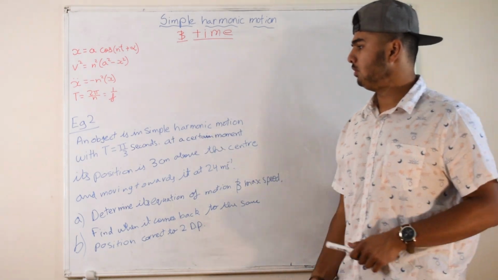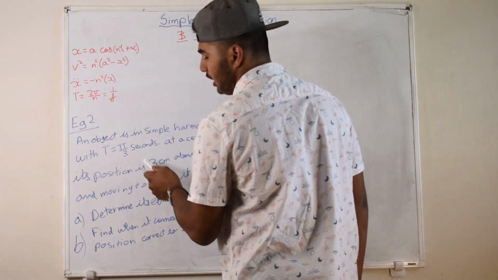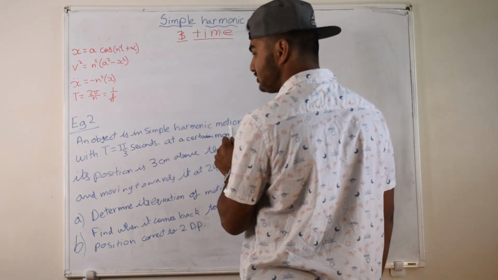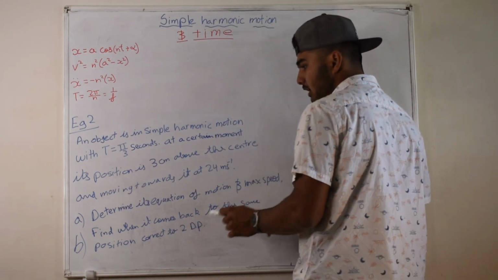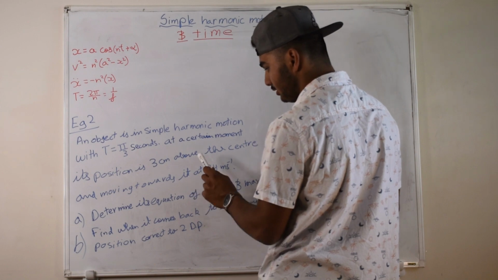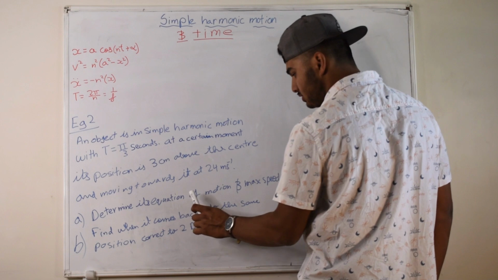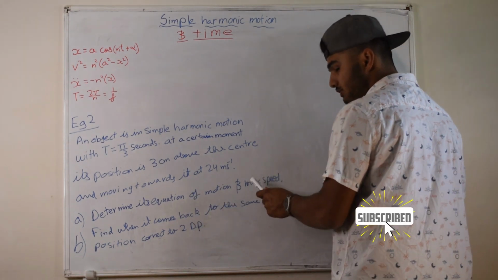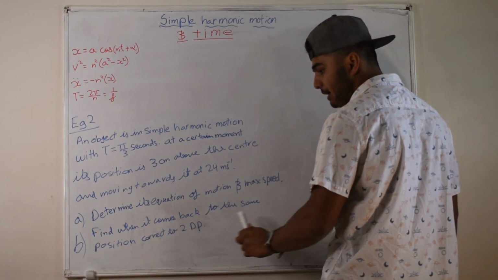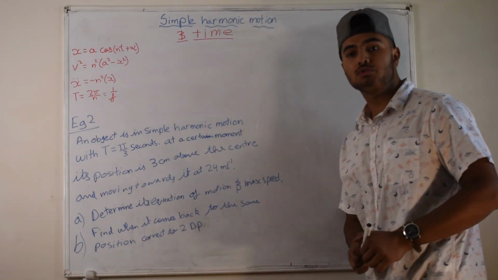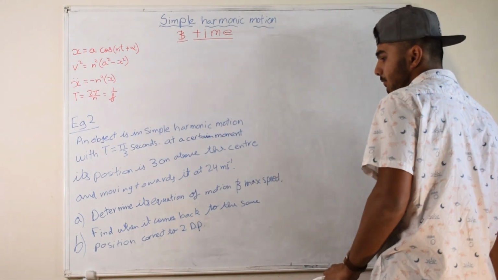Looking at this next example, it says an object is in simple harmonic motion with its period at pi on 3 seconds. At a certain moment, its position is 3 centimeters above the center and moving towards it at 24 meters per second. A. Determine its equation of motion and its max speed. And B. Find when it comes back to the same position, correct to 2 decimal places. Try to do A here.